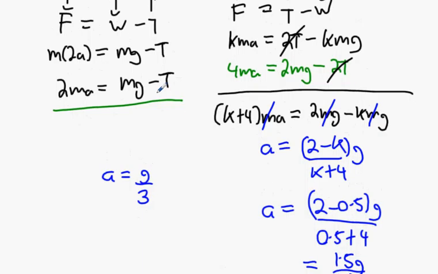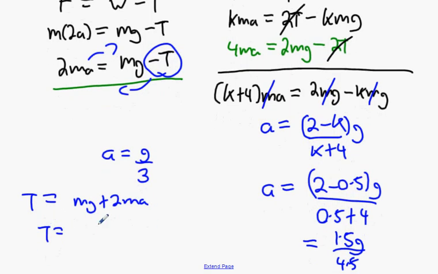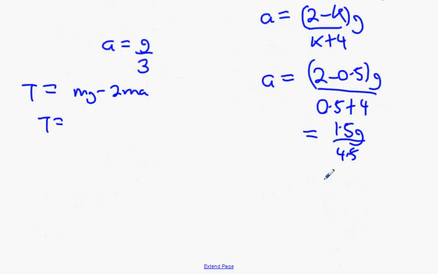The tension, which is located here, is equal to, bring the 2ma this side, bring the T that side, mg minus 2ma equals T. And then T will equal, what's mg, guys? Yes. That's g over 3. Okay, mg minus 2mg over 3. That results as 1 minus 2/3, which is mg all over 3.